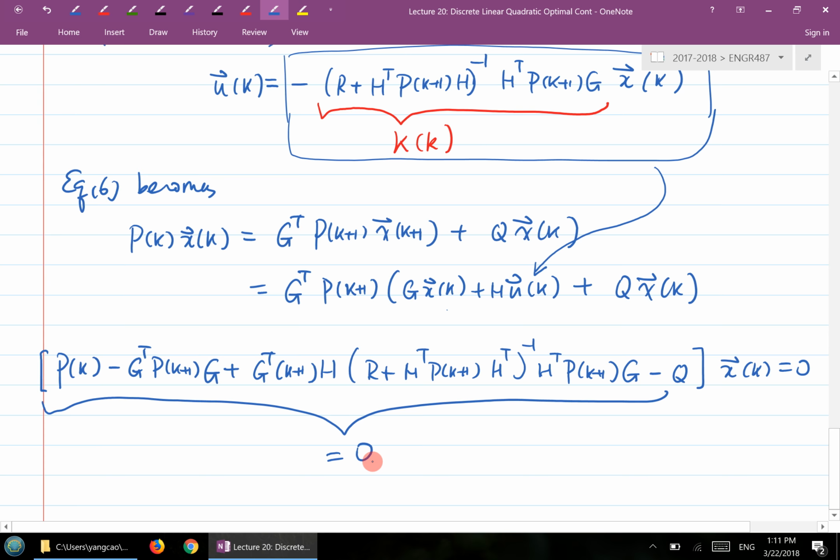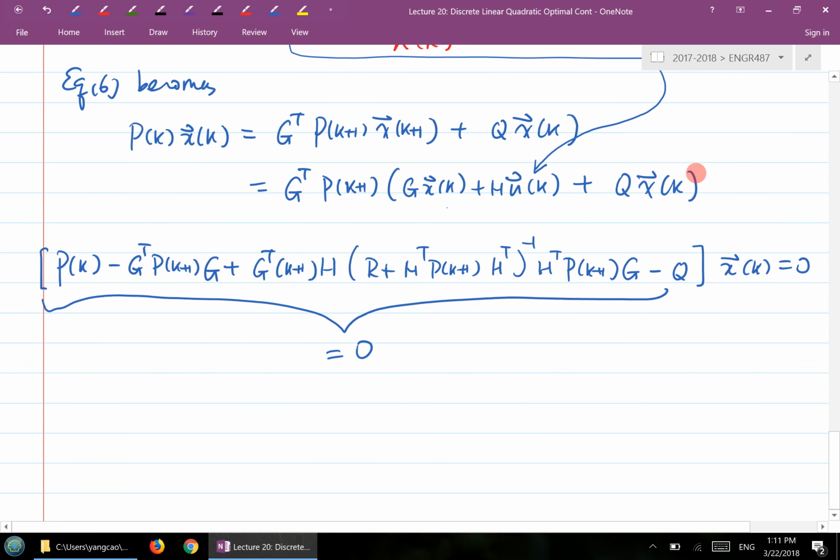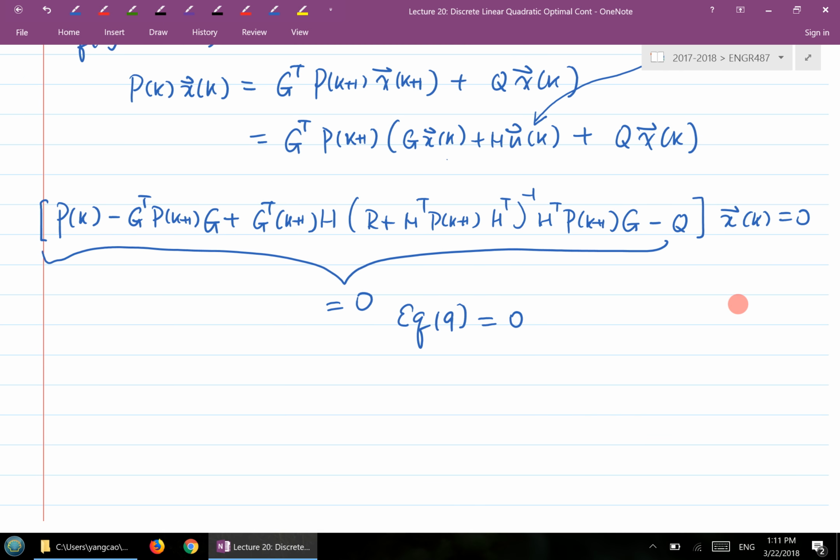And this whole thing equal to 0. I'm not going to rewrite it, so you can rewrite it yourself. I'll call this equation 9, equation 9 equal to 0. Now this is actually a very important equation for you who have learned.